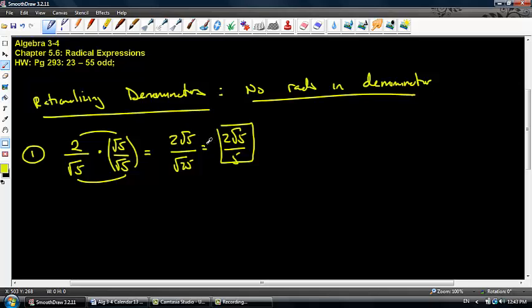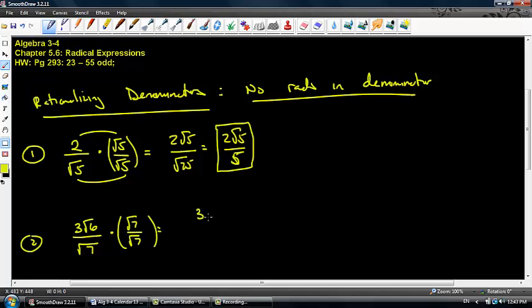The reason the number 1 is so important is because I don't want to change the dynamic of this number. By multiplying it by some kind of variation of 1, I keep the problem as it is, and yet I make it more aesthetically pleasing, because the rad on the bottom is gone. So if I had, say, 3 rad 6 over rad 7, I'm going to multiply both top and bottom by rad 7, and what I get is 3 rad 42 over 7, and that's where I go.